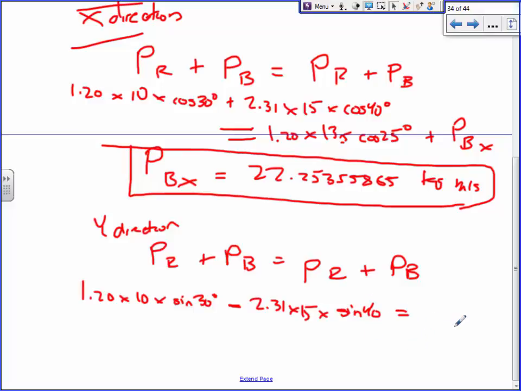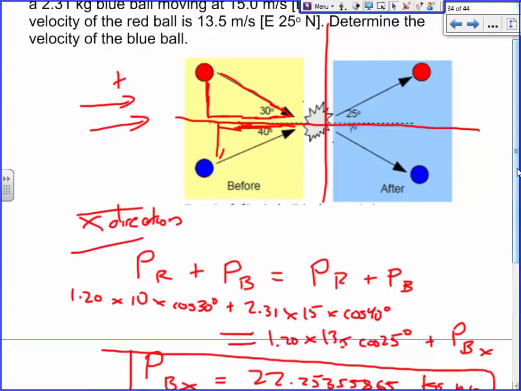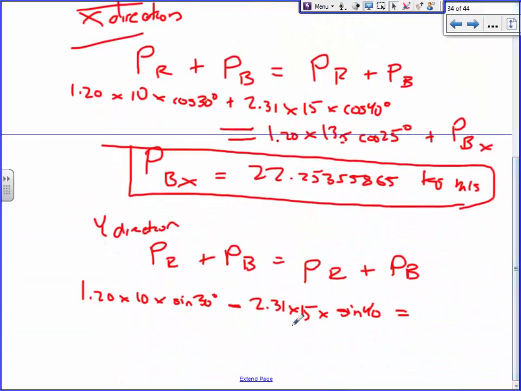Then for the red ball afterwards, the red one is going up. So then the red one going up is going to be 120 times 13.5 times sine of 25. And this should get us the momentum of the blue ball in Y. Before I type this all in, I'm expecting a negative number. So I hope it ends up being negative. Because it should be negative because that's the downward direction. I sure hope.